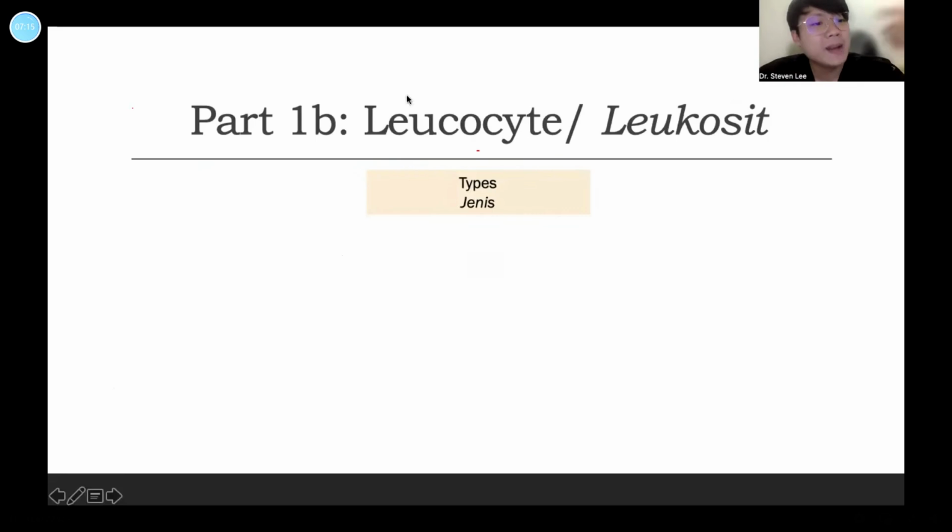Leukocytes, generally, how many types do we have? Can you tell me in the chat box? I want to see your answers. Don't read any books; the textbook is not important. How many types are there? Yes, you're right. Not 5 types.